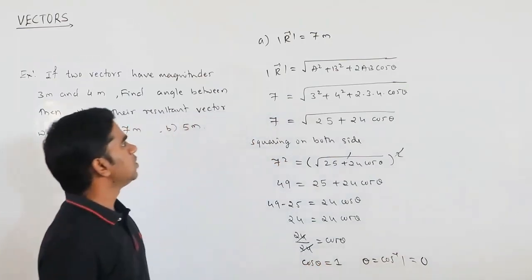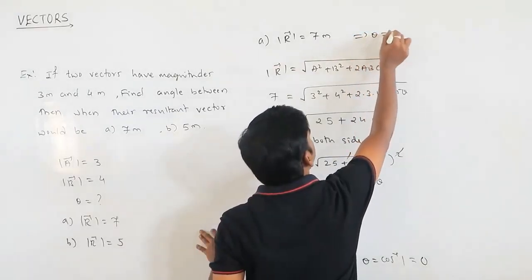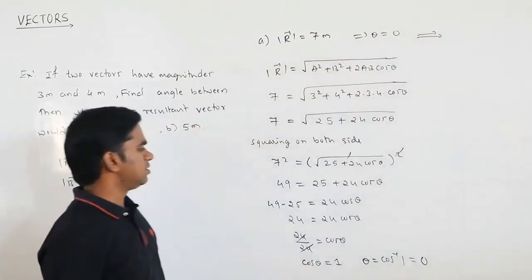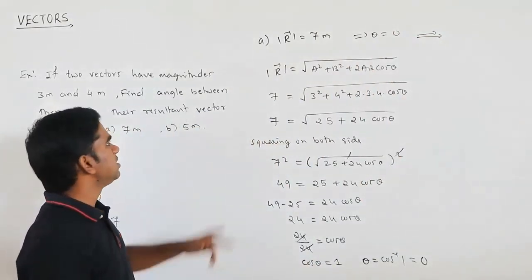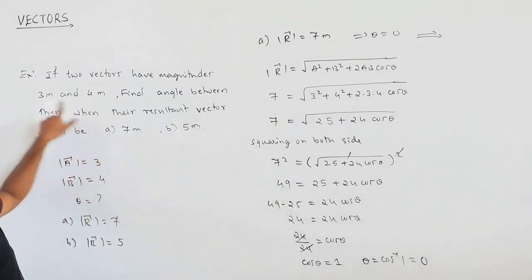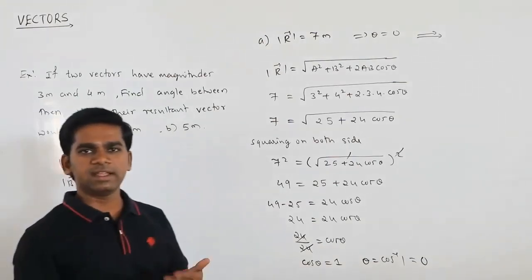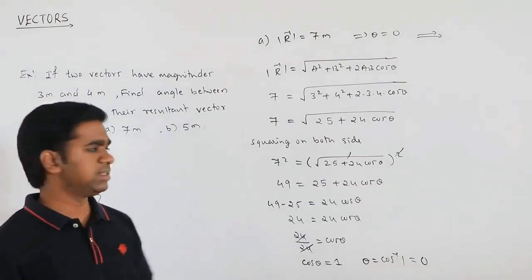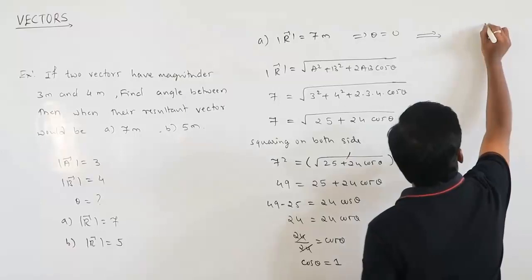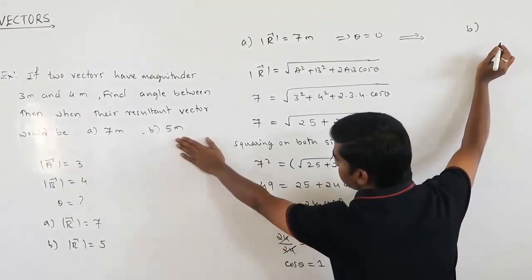So when the resultant is 7, the angle between them is 0. That means the vectors are like this. Or simply, directly also you can say, if it is not for the board exam, this 7 is 3 plus 4. So you can easily say the angle between them is 0. Maximum is obtained when theta is 0. Second case, they are saying you can't do it like that because it is not meaningful.